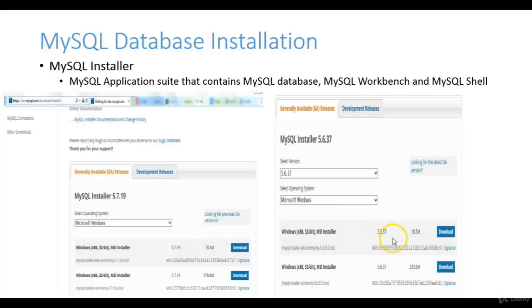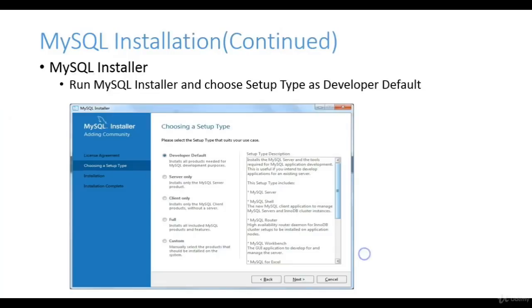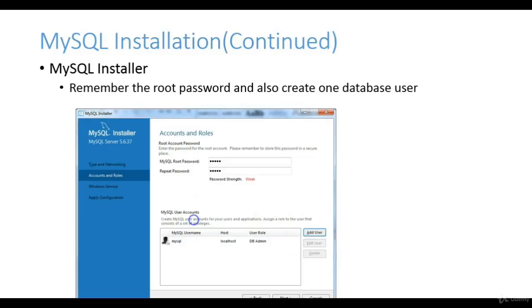After this, run the downloaded MSI installer and follow the instructions on the wizard, keeping the default selections in all steps. And make sure that the setup type is selected as developer default. In one of the steps, you will be asked to set up a root account password for MySQL. You will need to remember this because it will be needed later. At this step, also add a user using the add user option and remember the password, as you see in the screen grab.